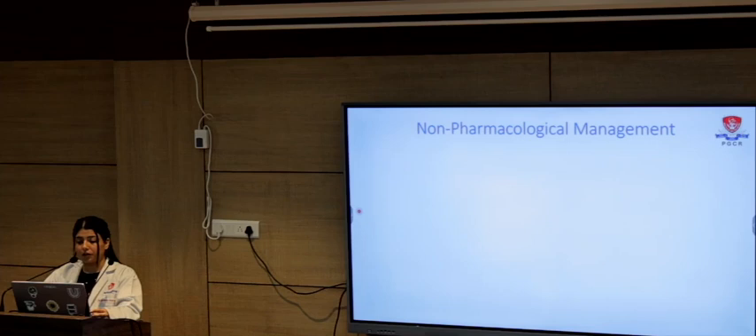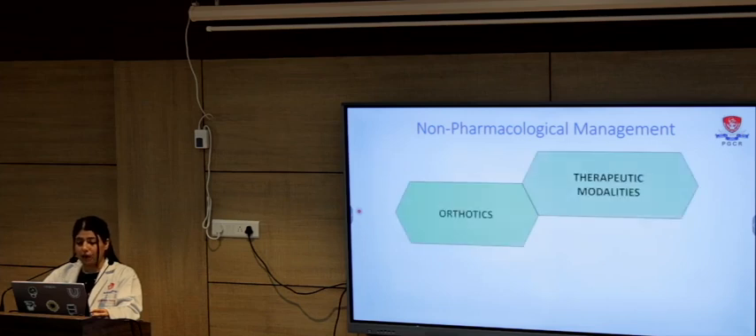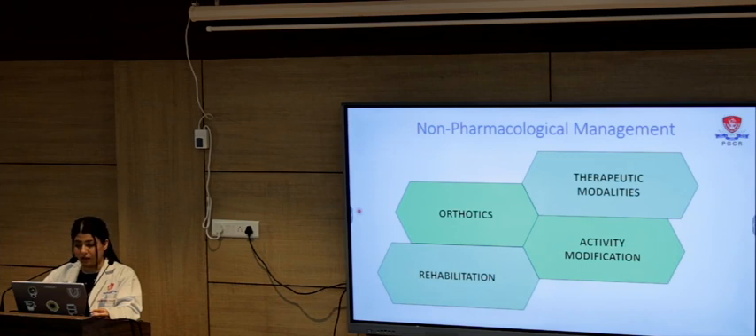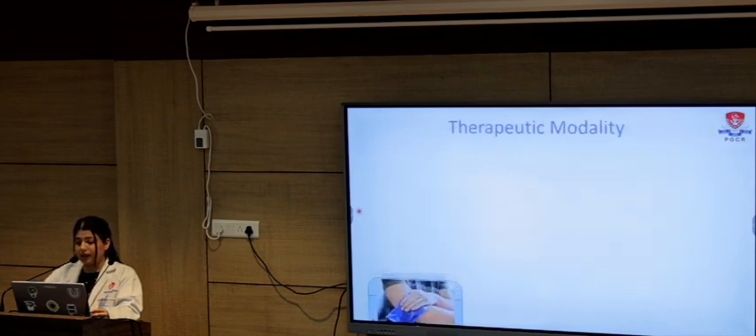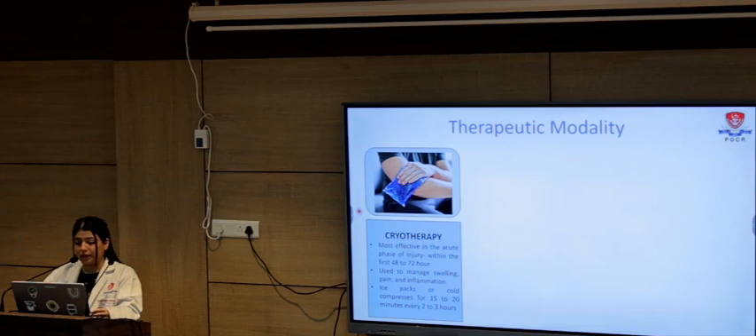Non-pharmacological management includes therapeutic modalities, orthotics, activity modification, and rehabilitation. Therapeutic modalities play a key role in sports injury management by reducing pain, promoting tissue healing, and restoring function. Cryotherapy, or cold therapy, is most effective in the acute phase of injury, typically within the first 48 to 72 hours, and is used to manage swelling, pain, and inflammation.